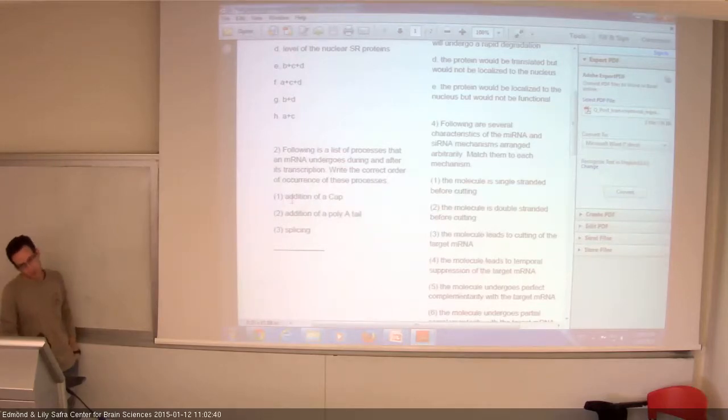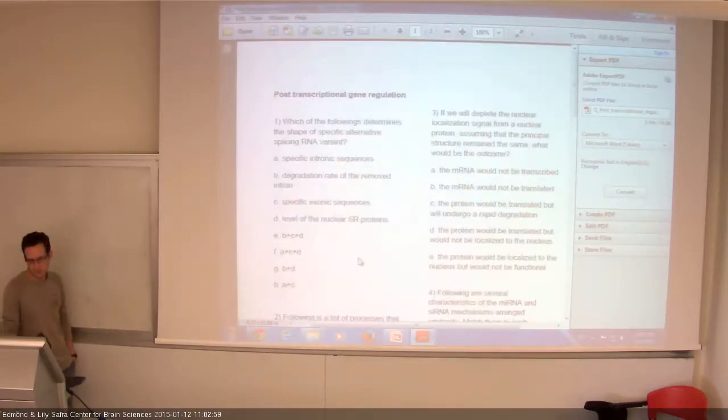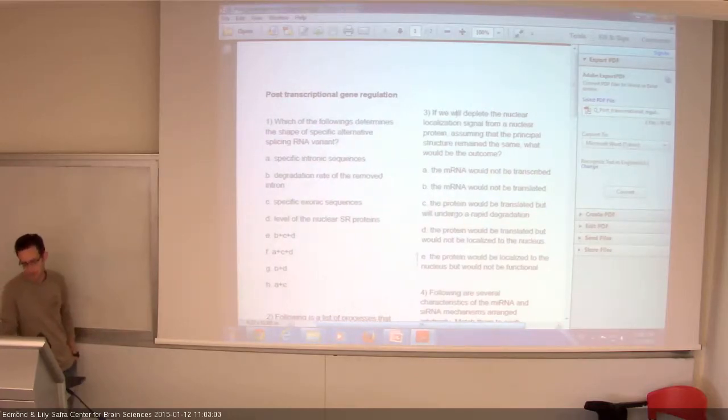For most, I'm not sure about most genes. For some genes it will definitely be 1, 3, 2, and for others it will be 1, 2, 3. So this question is not a valid one. But basically, for some genes you see polyadenylation right after the splicing has finished, and for some it happens pretty much at the same time. This is what the evidence tells us today. Okay, number 3 then.